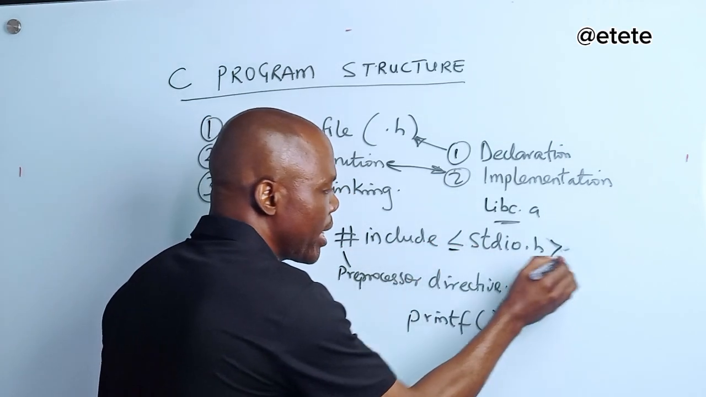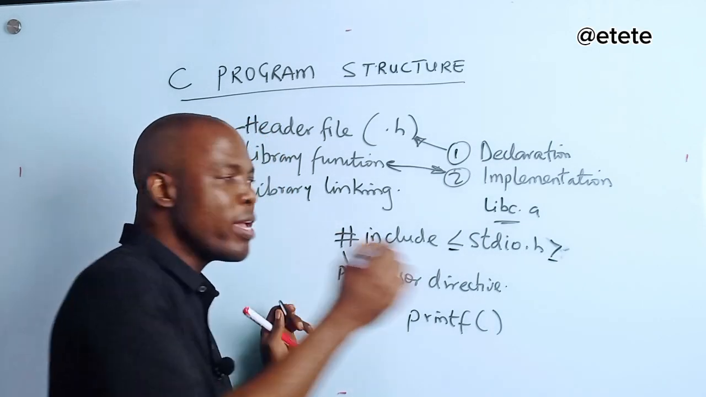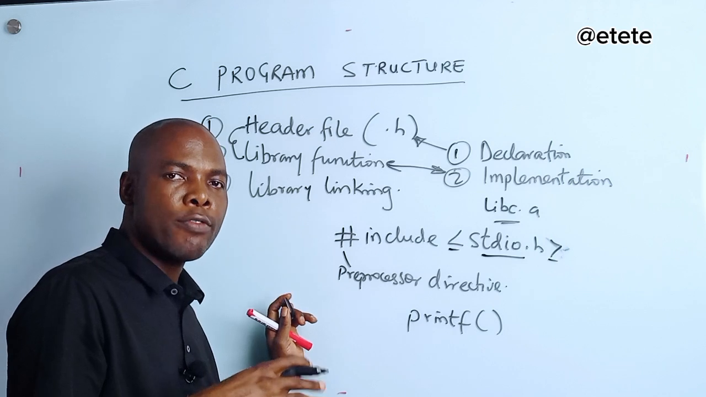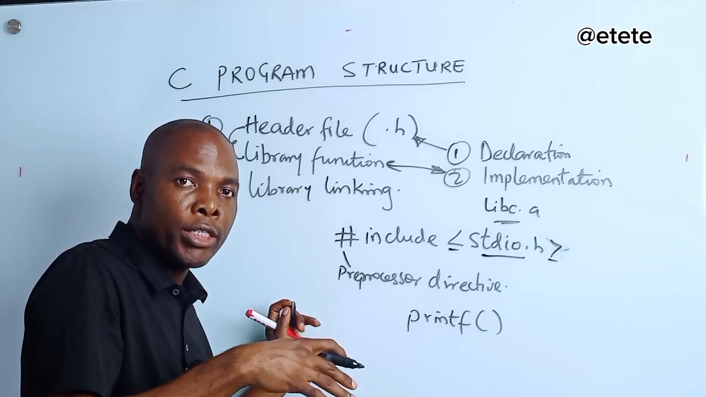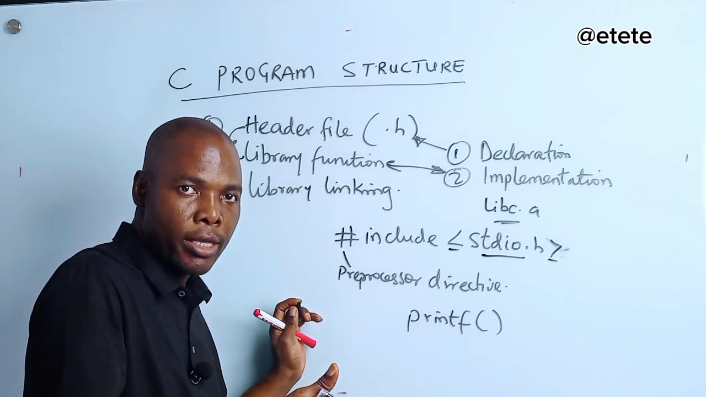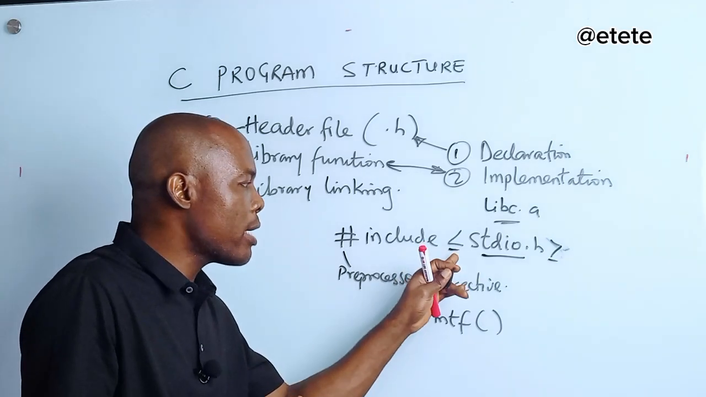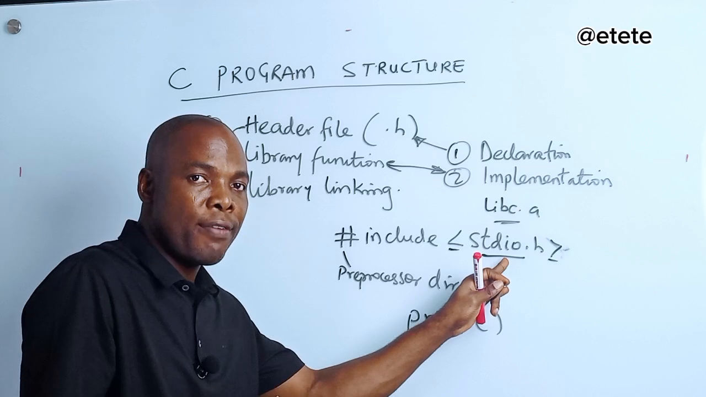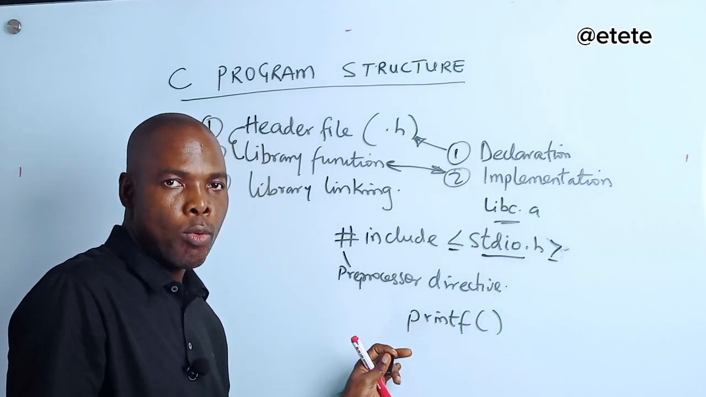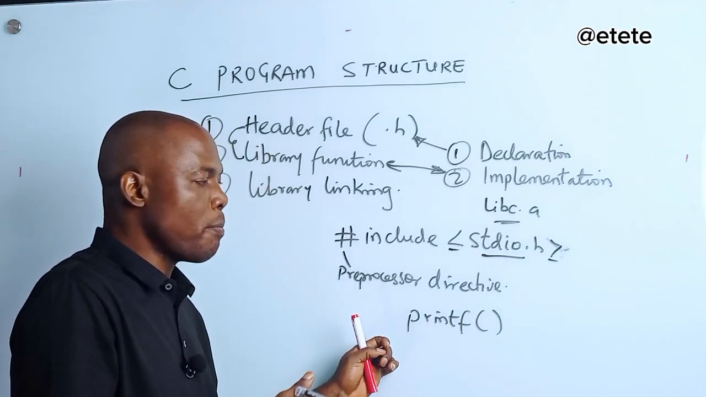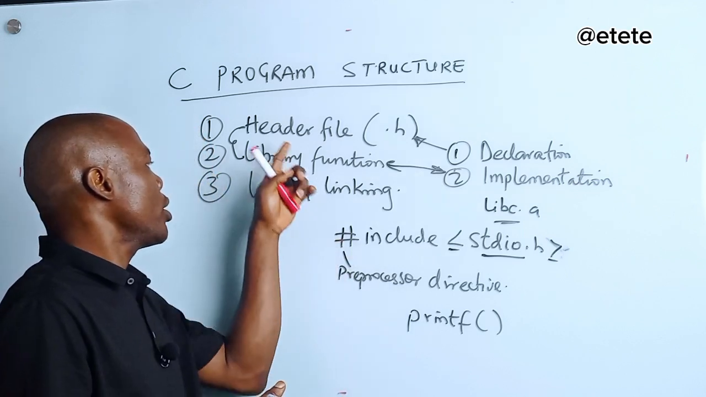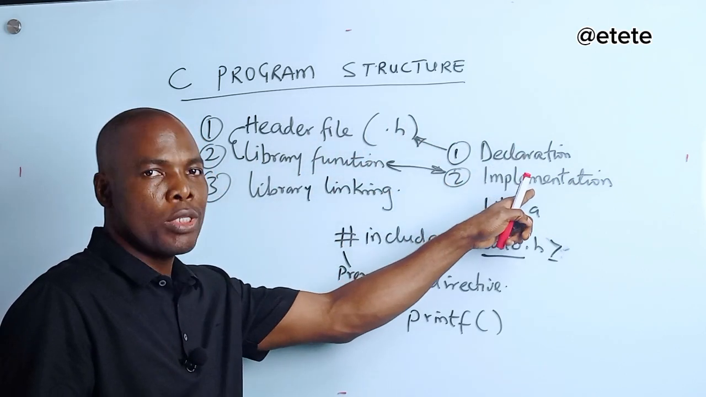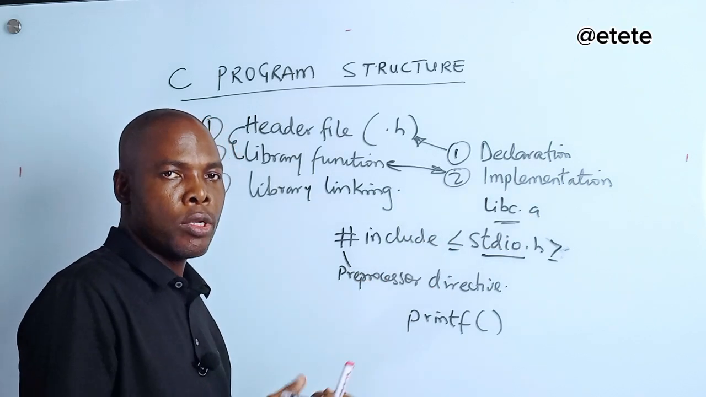Now, this angle bracket, what is this saying? It's telling you where to find this file. So in the case of Windows, you have a program file. That will be the default directory where you install your C, right? So this angle bracket is telling you to go to that default directory to locate this header file and then load it into your source code. Then you compile. Then at the point of execution, it will come to library linking: link that declaration to the implementation, so that that function can operate.